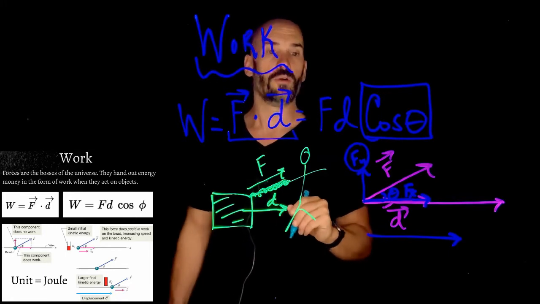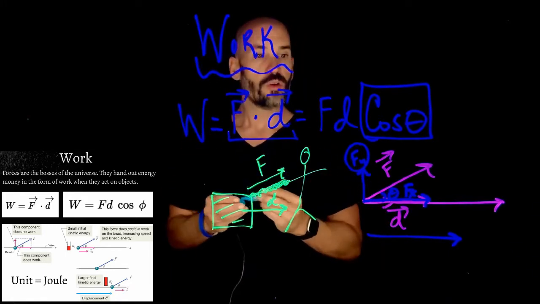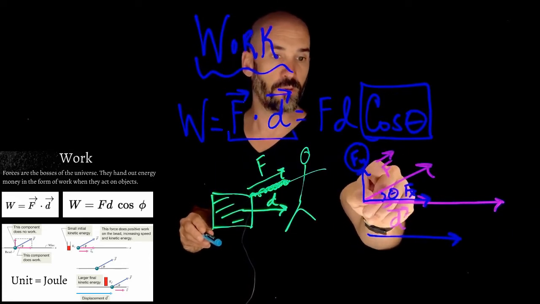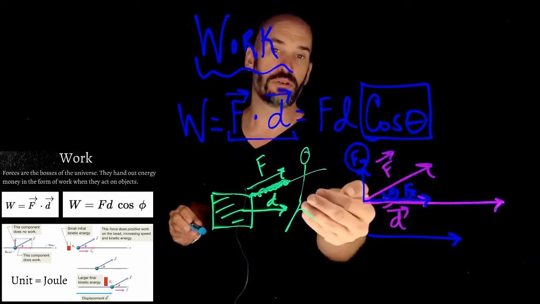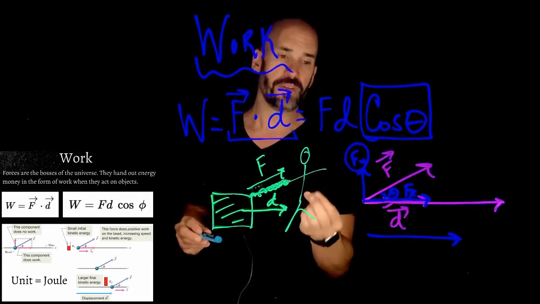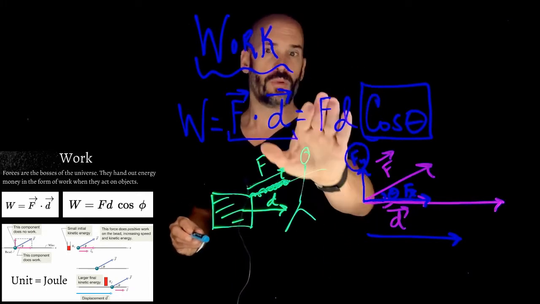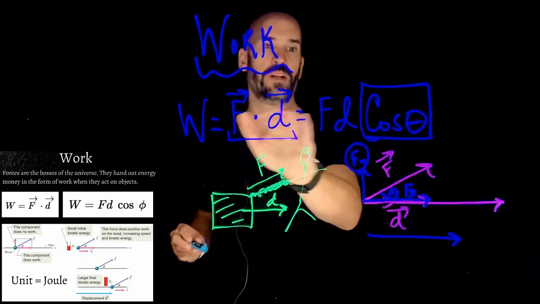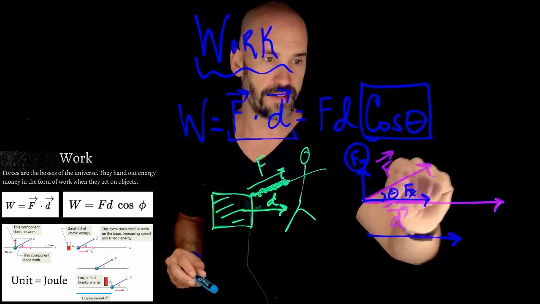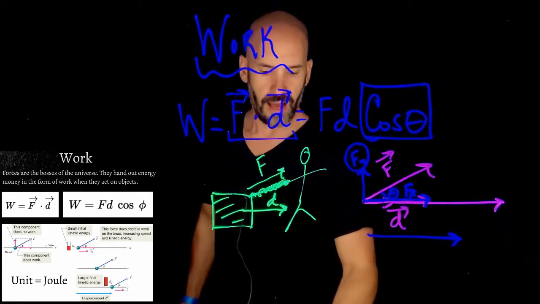All right, so once again, in summary, we have to isolate the component of the force that's actually in the same direction as the motion, because that's the only part of the force that's actually contributing. So this is why whenever we're calculating work, it's going to be F d cosine theta, where theta is the angle between the displacement and the force vector.